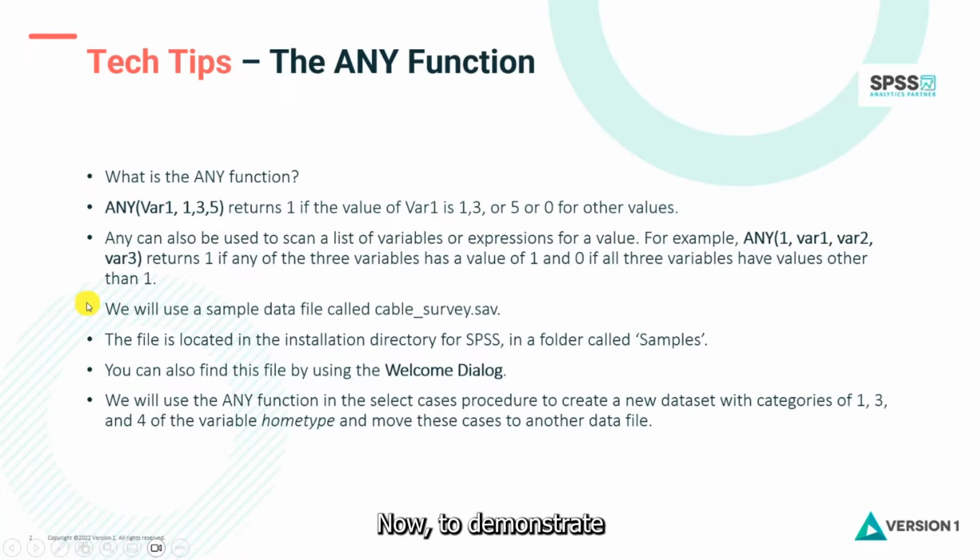Now, to demonstrate this, we're going to use the sample data file called cable_survey.sav. This file is located in the installation directory for SPSS, in a folder called samples. But you can also reach that file if you go to the File menu and go to the welcome dialog. We're going to use the any function in the select cases procedure, and we're going to create a new data set with categories of 1, 3, and 4 from the variable home type. And we're going to move these cases to another data file, so I will show you how to do that.